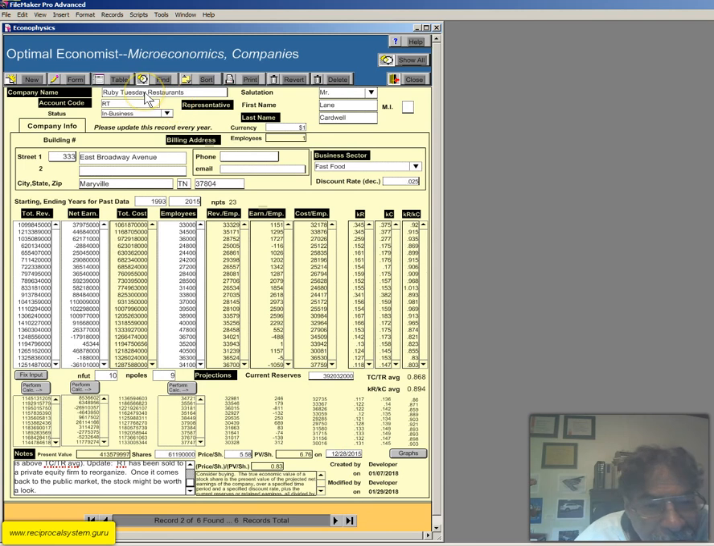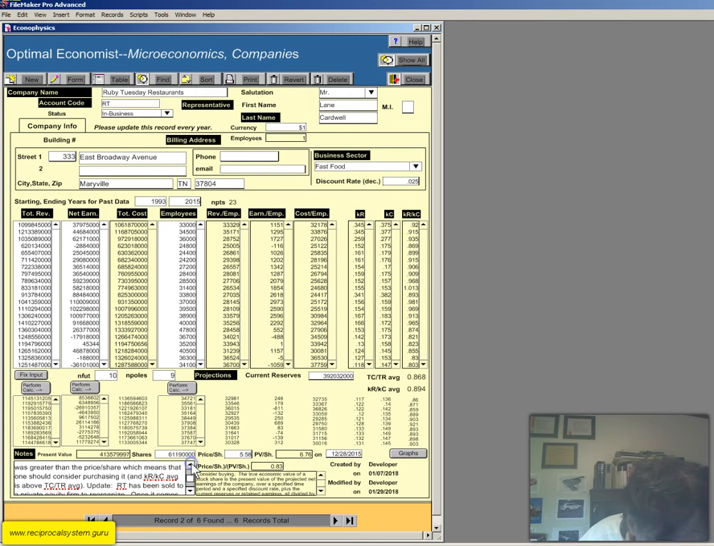Here we have Ruby Tuesdays. It's the same basic information, of course, but you can see that the data is quite a bit different. And some of the projected KR to KC values are less than the TC to TR average, that's total cost to total revenue average. So this company will experience some difficulties, and that certainly is true.